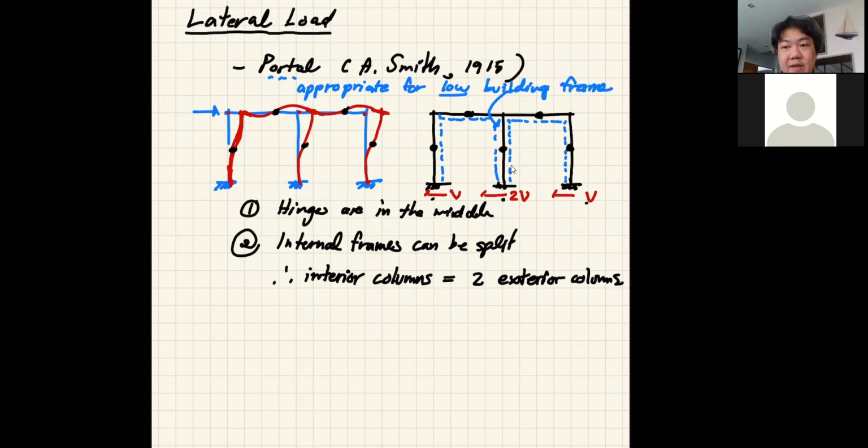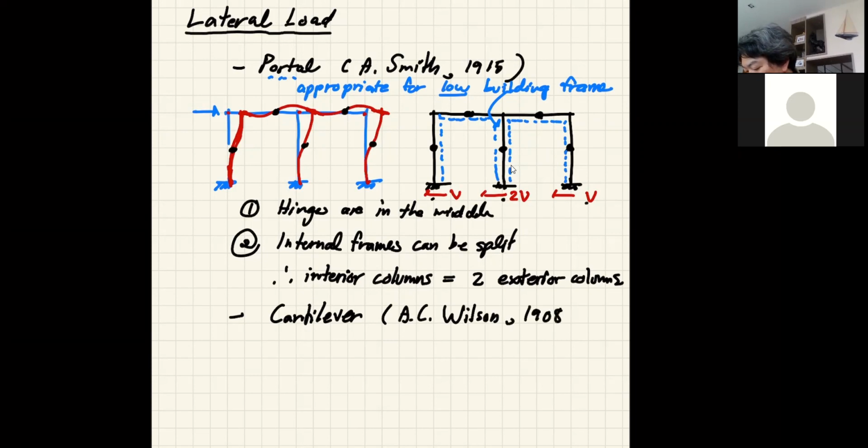Okay, the next one, if your building gets taller and taller, we can use this one that is called the Cantilever method. This was done by a guy called A.C. Wilson in 1908.